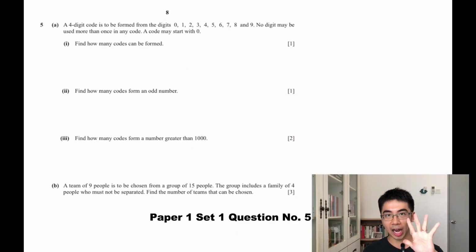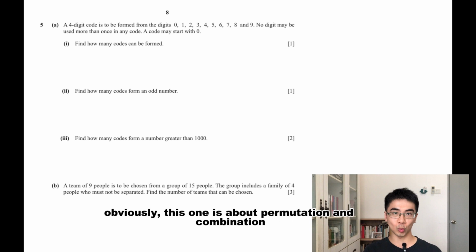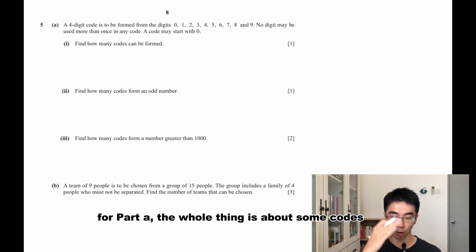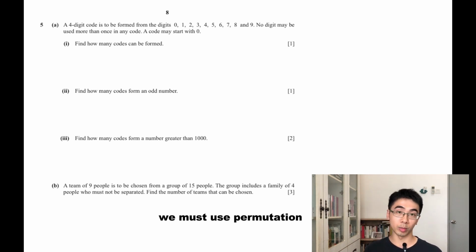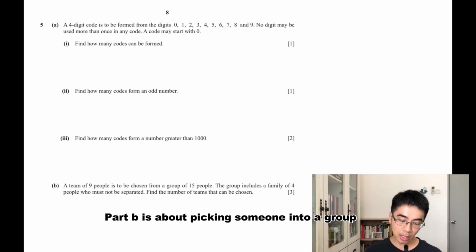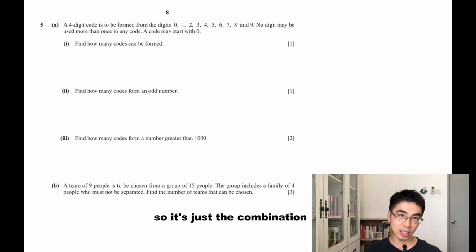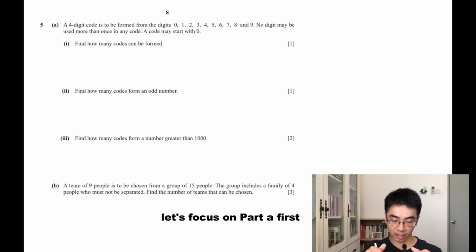Question number 5. So obviously this one is talking about permutation and combination. So for part A, the whole thing is about some code, so it must be permutation because the position matters. So for part B, it's about picking someone to a group, so it's just the combination, or maybe we can just use nCr to finish that. But let's focus on part A first.